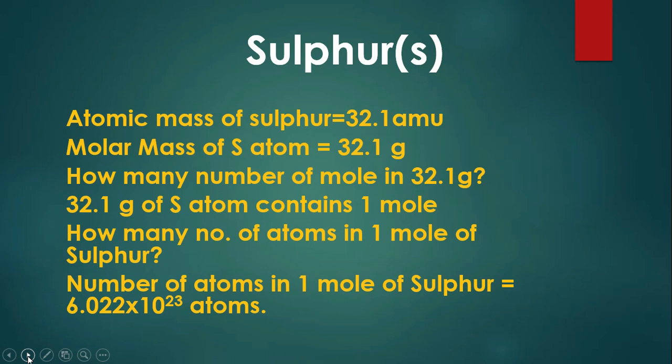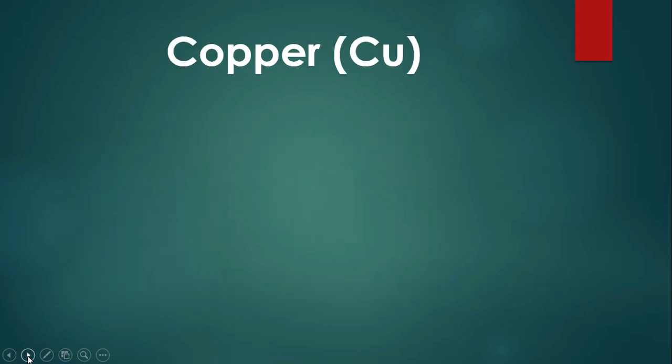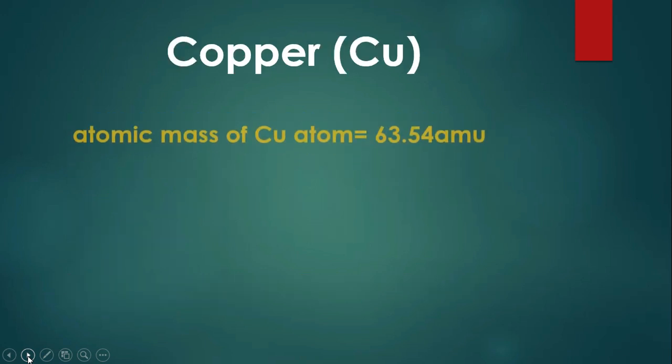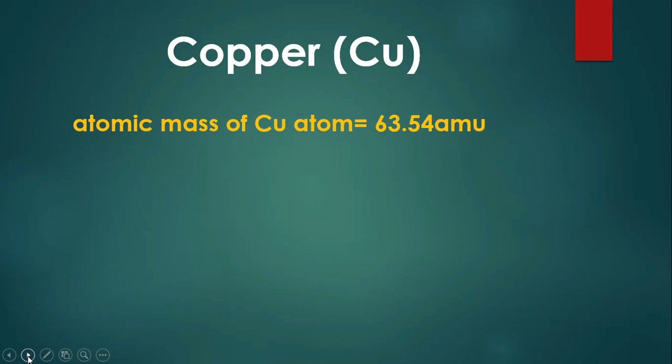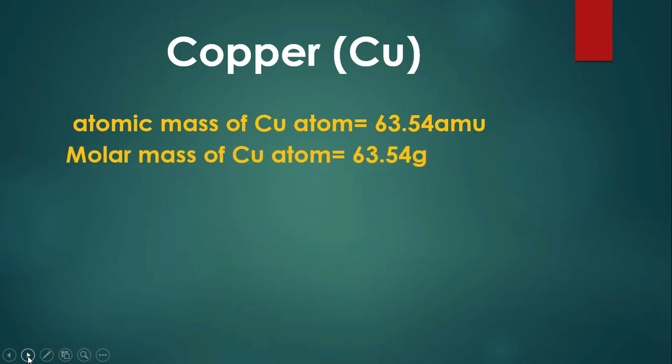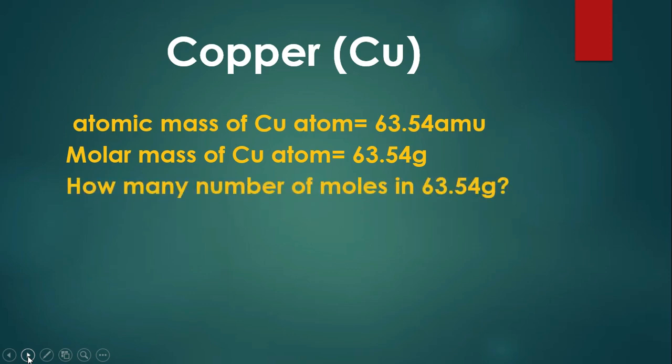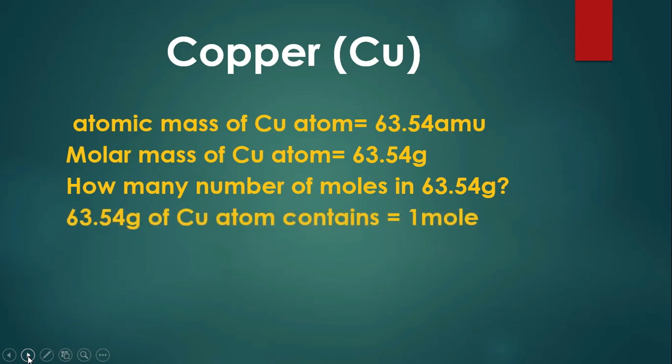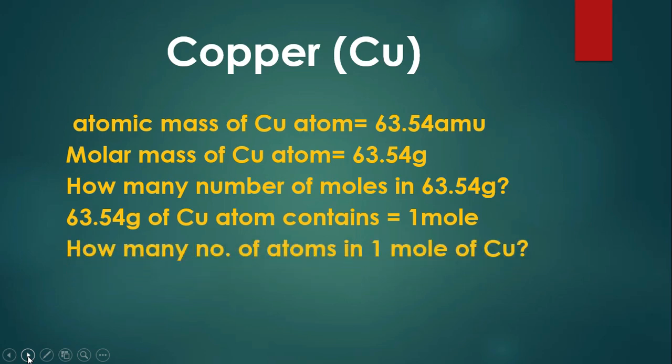Understood, students? Okay, let's go ahead. Just taking another example of the copper atom. The atomic mass of copper atom is 63.54 amu. So what would be the molar mass of copper atom? Obviously students, the molar mass of copper atom is 63.54 gram. Okay, how many moles are in 63.54 gram? Yes students, if we have a molar mass, how many moles are in a molar mass? Yes, 63.54 gram of copper atom contains 1 mole. And how many atoms are in 1 mole of copper?